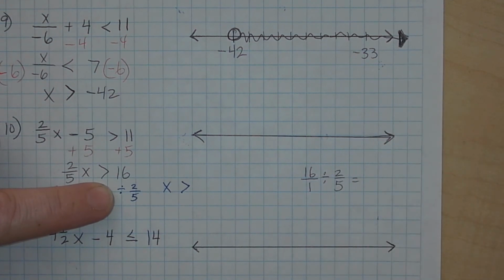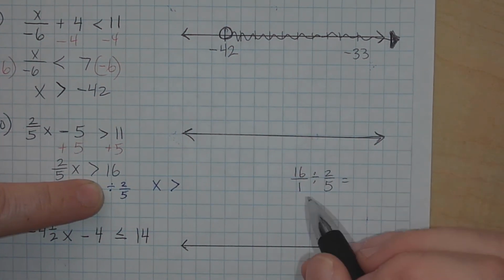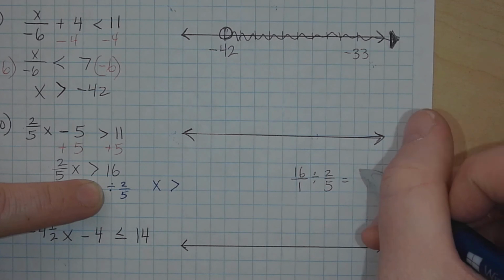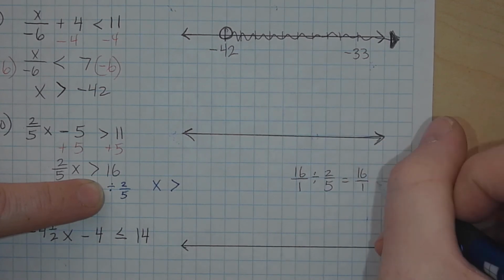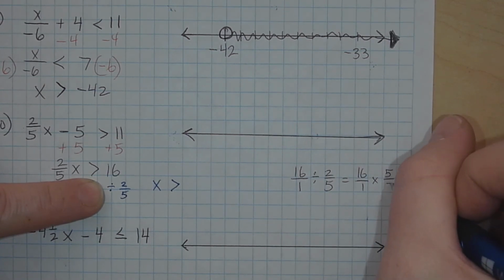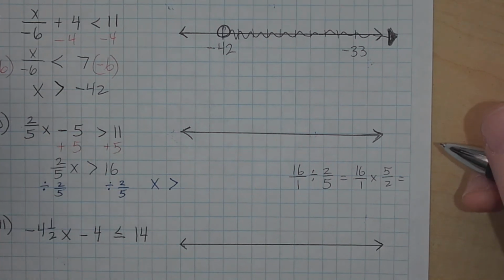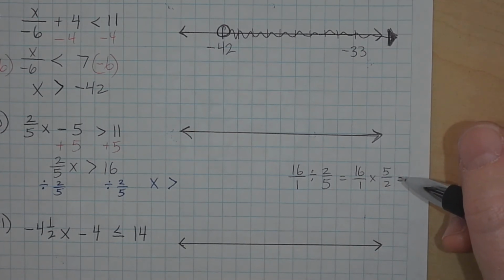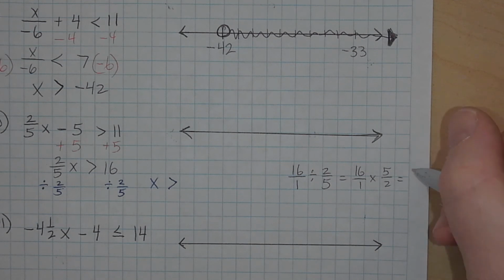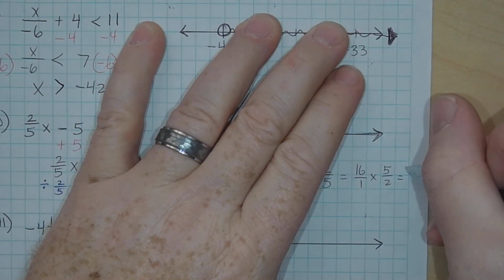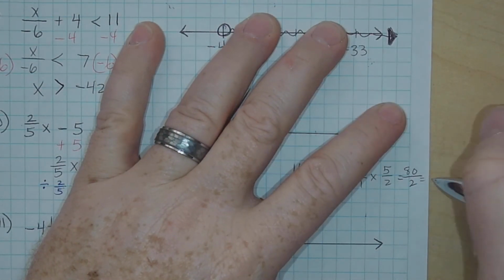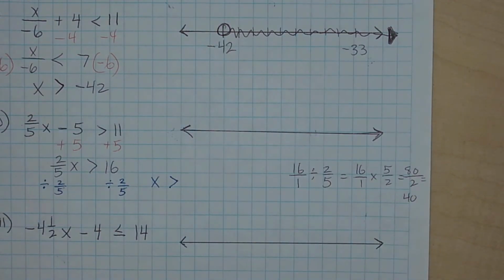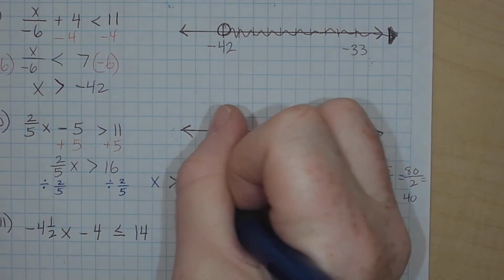Now we can't divide fractions, but what we're going to do is keep, change, flip. We're going to keep the 16 over 1, change that to multiplication, and flip to 5 over 2. So this is going to end up being 90, I believe. Just trying to do the math here real quick. Oh, no, 80. 5 times 6 is 30. Carry the 3. Yeah, 80, sorry. So 80 over 2, which is going to end up being 40. So x is greater than 40.